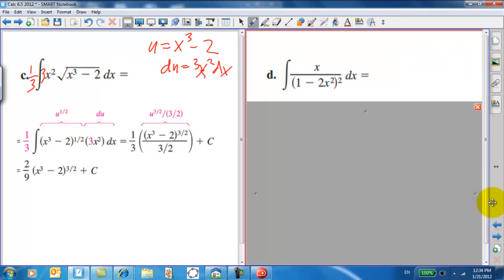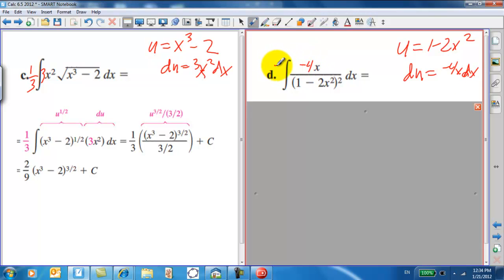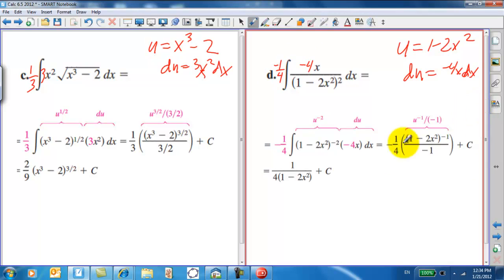Here, now things are sneaking into the bottom. And that's okay. We can still look at that as the inner function, 1 minus 2x squared. So du becomes negative 4x dx. And so we can see we got the x and the dx. We just need a negative 4 up here, so we're going to put a negative 1/4 outside. And that seems to work, doesn't it?